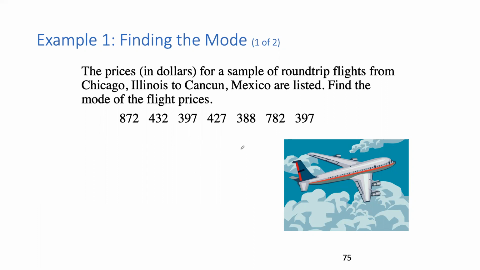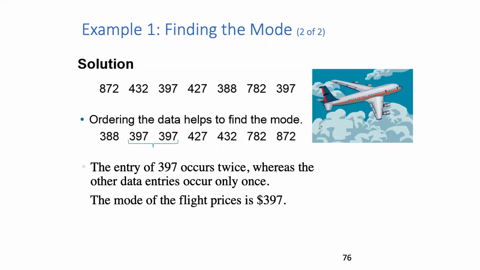Okay. So for instance, in our example, if I had to think about the mode, I want to find the entry which repeats itself the most often. In this case, there's only one entry which repeats itself, which is 397. So 397 is the only entry which repeats itself, and that is the mode for the data set.